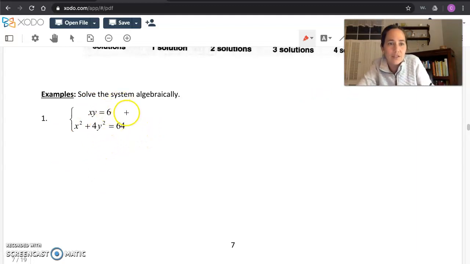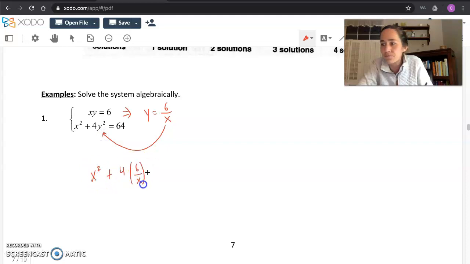I'm looking at the top, and it looks pretty easy to solve for either x or y. I'm thinking substitution might be a good way to do this, so I'll choose to solve for y. Okay. Today's lesson for the algebra lovers out there, you're going to get your fix. How about in the bottom equation? Can we plug that in for y? So you get x squared plus 4 times 6 over x squared equals 64. And we start simplifying, all in terms of x. So 4 times 36, you get 144 over x squared equals 64.